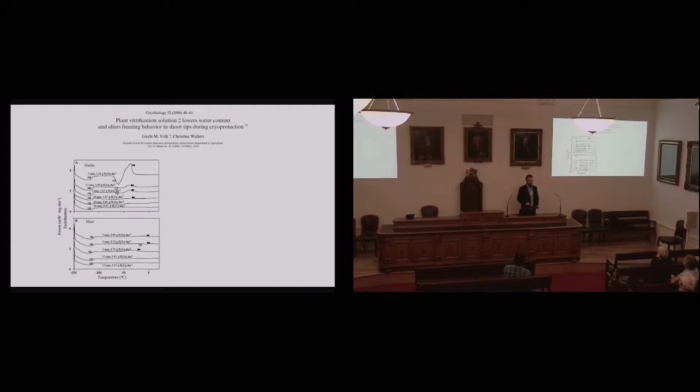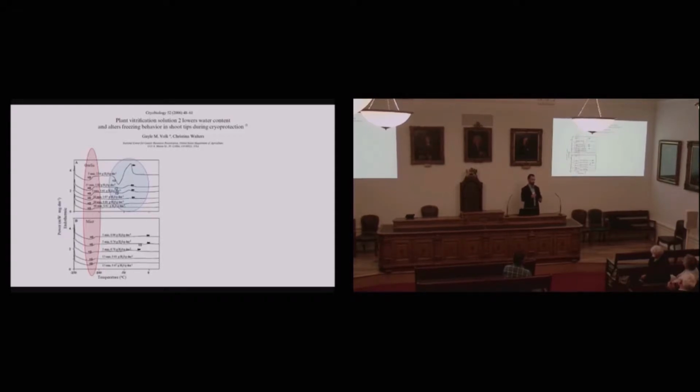There are only a few works trying to understand these mechanisms. One was the work in 2006 by Christina Walters and colleagues. They detected that with the use of PVS2, the plant vitrification solution that my previous speaker has introduced, you are able to reduce the amount of water inside the cells, so to reduce the amount of water that can form ice, and also you are able to create a glass transition.